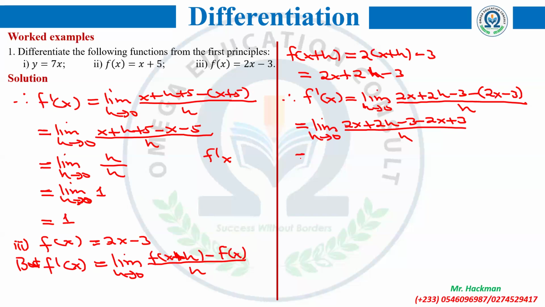All right, so this will be equal to the limit. We are still simplifying the numerator as h approaches 0. Our numerator now will be 2x, minus 2x will take care of the 2x, then minus 3 and plus 3 will go. So we get 2h over h, which will give us the limit as h approaches 0 of 2. And the limit of a constant is a constant. So this will give us 2.